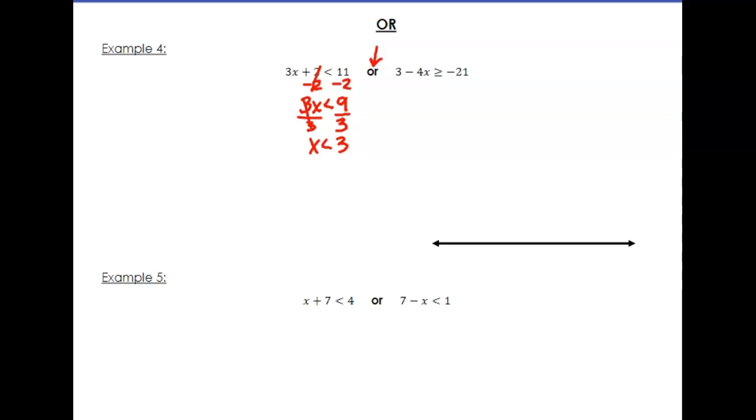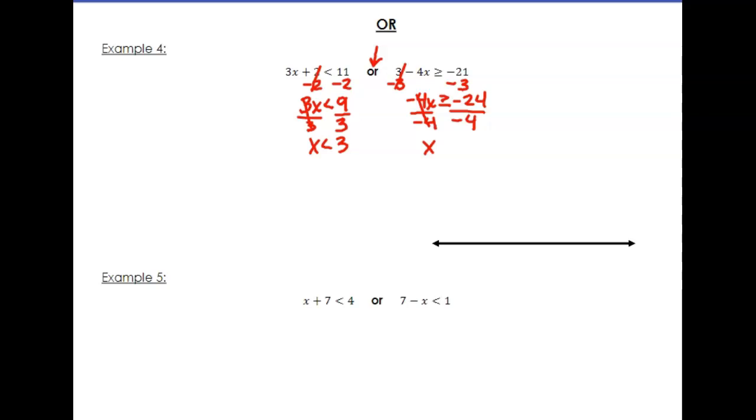Here, I want to move the constant. Subtract 3 from both sides. I have negative 4x is greater than or equal to negative 21 minus 3, which is negative 24. You divide by negative 4, and you get an x on the left side.